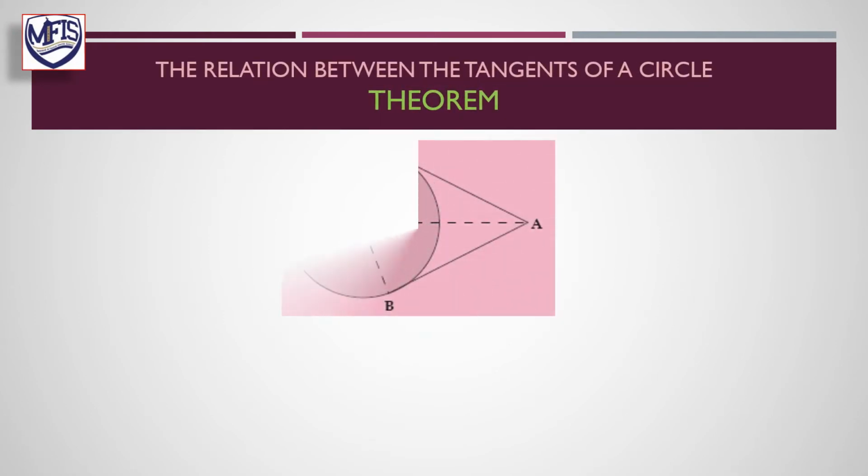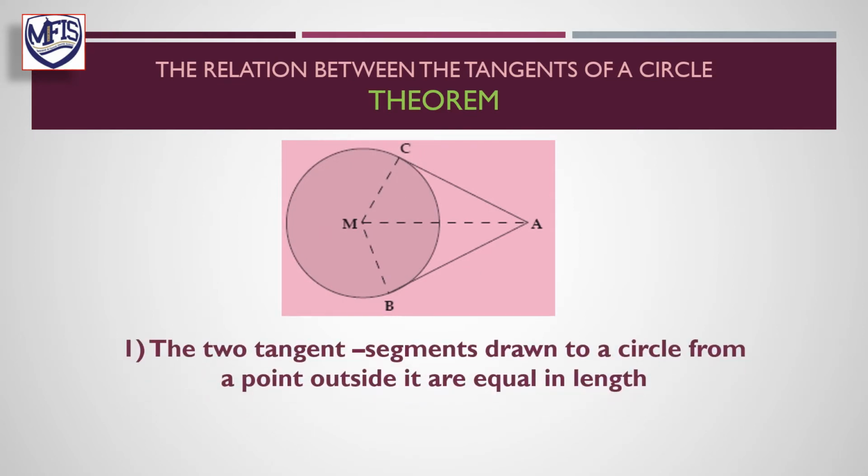First, the relation here is a theorem. The theorem is: the two tangent segments drawn to the circle from a point outside it are equal in length. Look at the figure.